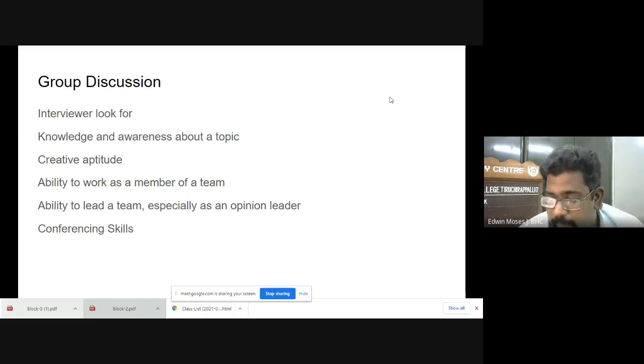Each one will give opinions in the group discussion, and whether you are allowing the other person to speak, whether you are listening to their opinions or pushing your own opinions. All these things will be noted by the interviewer. So you cannot be authoritarian always, right? You have to listen to other people's opinions, your team members, your colleagues. Considering all the opinions of the team members, you have to take a decision when it comes to any matters in an organization. So they will see whether you have the team spirit.